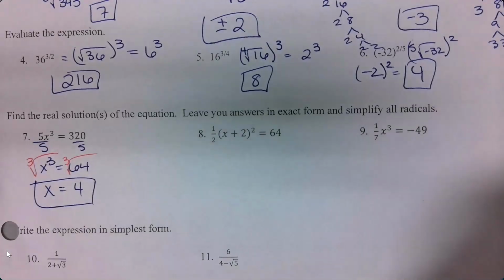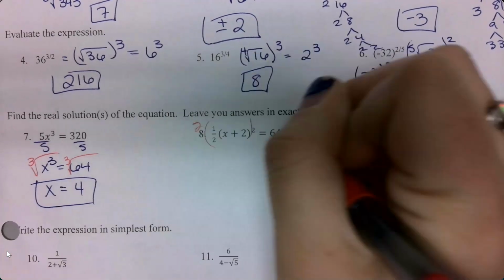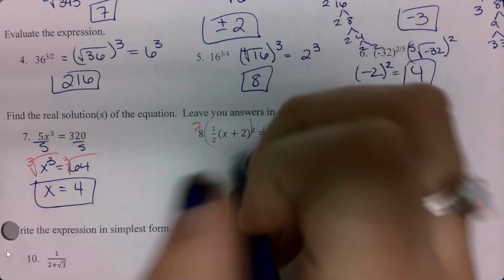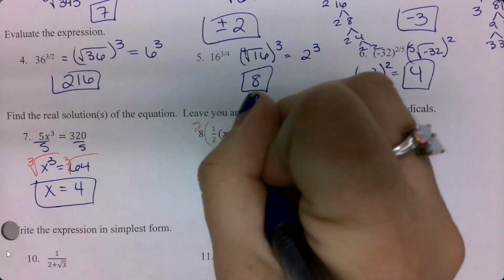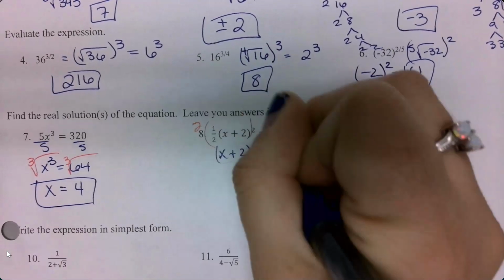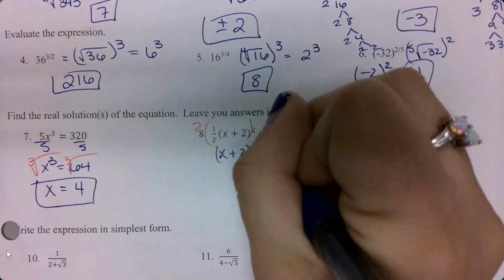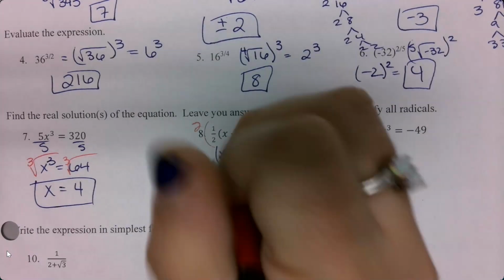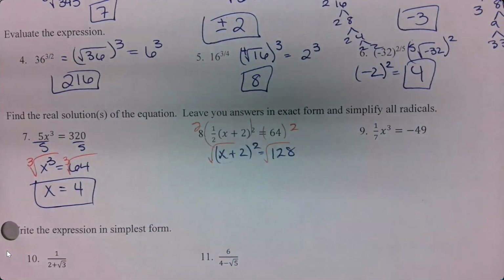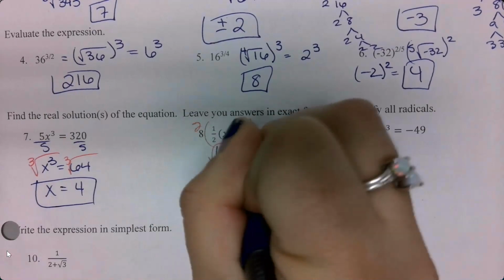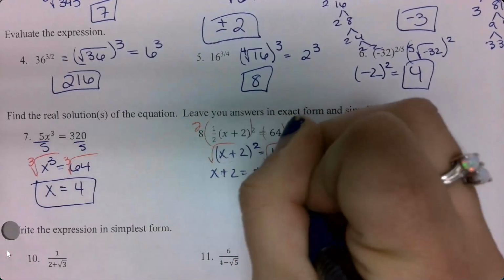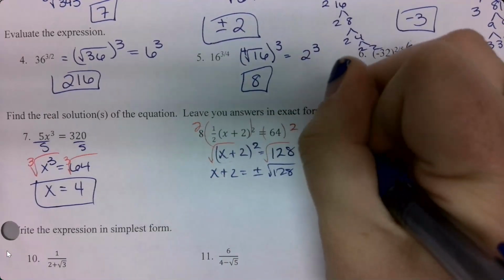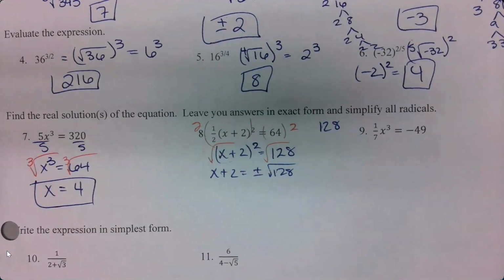On number 8, I want to get rid of my fraction, so I'm going to multiply both sides by 2. I get x plus 2 squared equals 128. And then I want to square root both sides. I get x plus 2 equals plus or minus the square root of 128. Here I'm going to take the factor tree of this one.